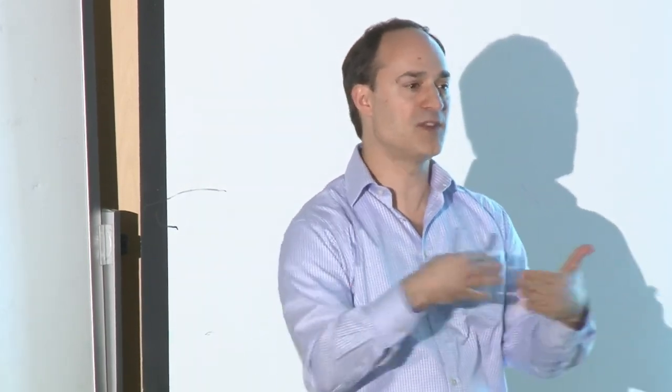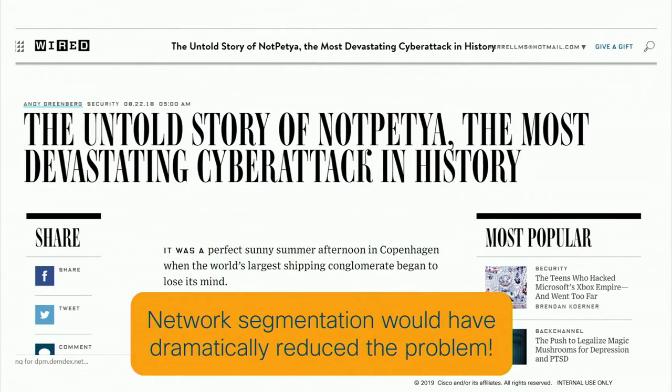Now, one of the ways that the impact could have been reduced was if network segmentation was applied. And even the Wired article describes that. Because if network segmentation was applied, you would limit the spread of the malware only to the area that that computer was allowed to communicate. Okay?